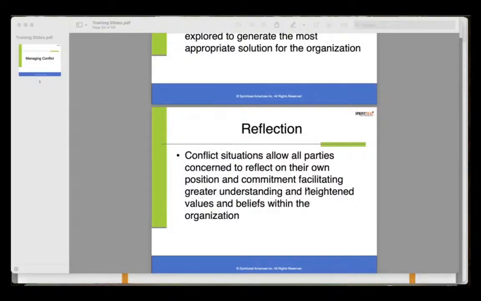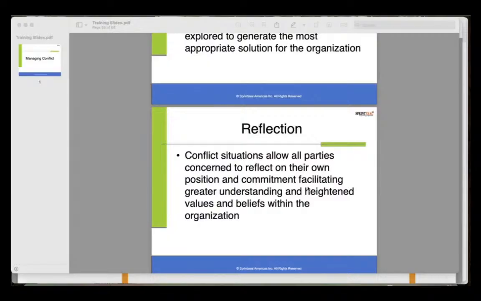Coming back to the outcome, the reflection outcome: conflict situations allow all parties concerned to reflect on their own position and commitment, facilitating greater understanding and heightened values and beliefs within the organization. So it is about a reflection of all the parties on their position. You can say it is also a type of understanding the perspective.